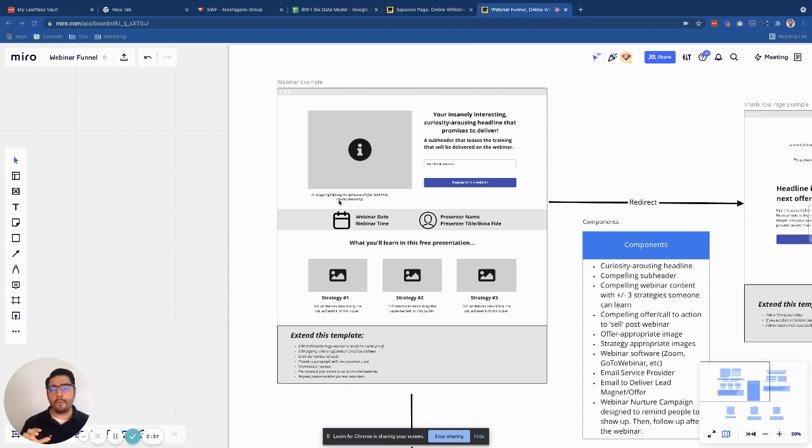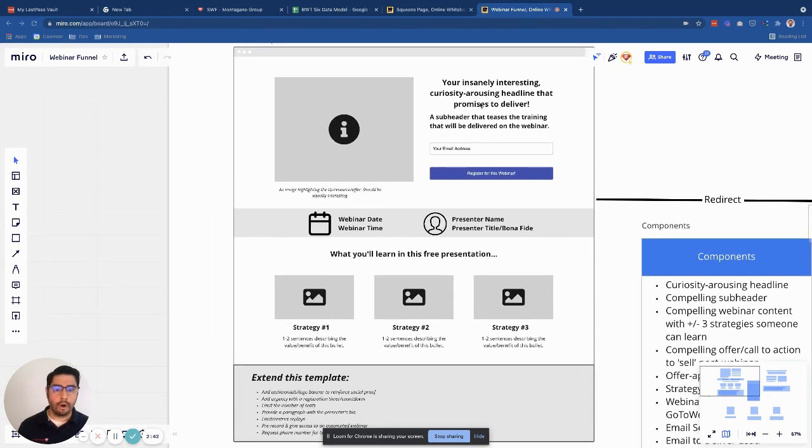So when we start with our webinar example, we're really going to make sure that, as with other flows and funnels, we are prioritizing a really interesting, curiosity-arousing headline that promises to deliver. Instead of doing a quick pitch here, though, we might have a subheader that takes it a little bit further in order to tweak that curiosity just a little bit more. But above the fold, you're really just trying to grab attention and get someone to maybe scroll a little bit to be able to see what they're going to be getting for this hour of their time that they're going to exchange in addition to their email address.